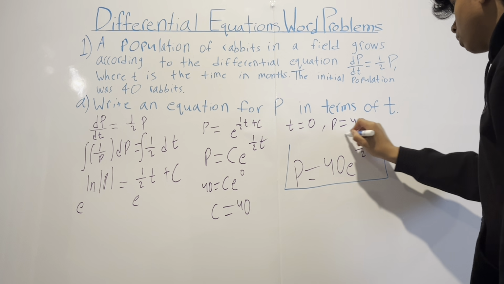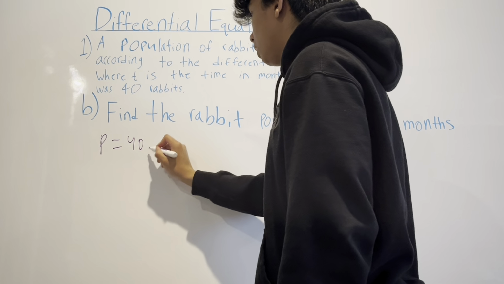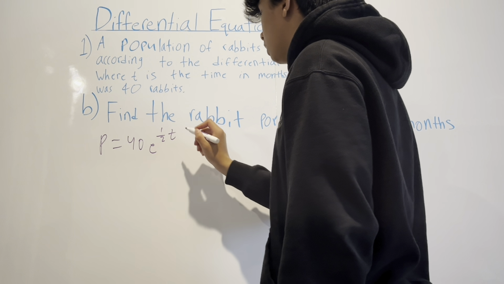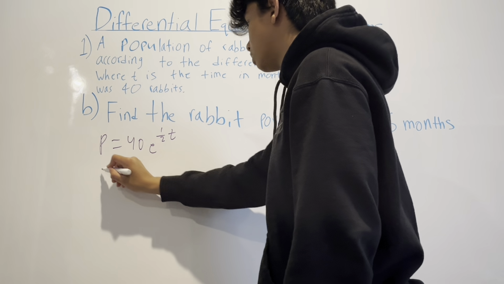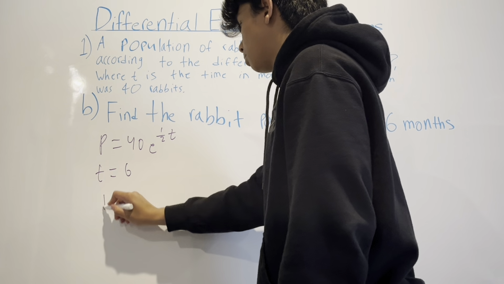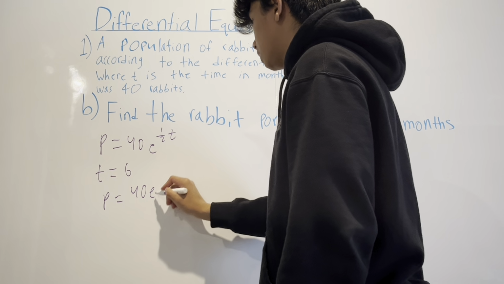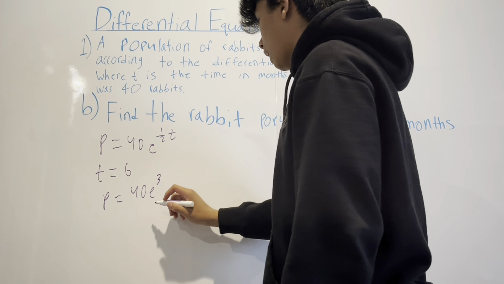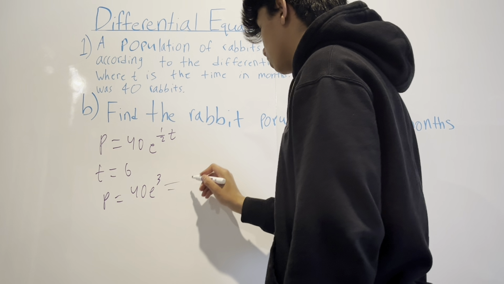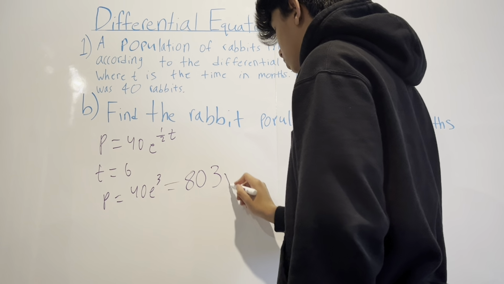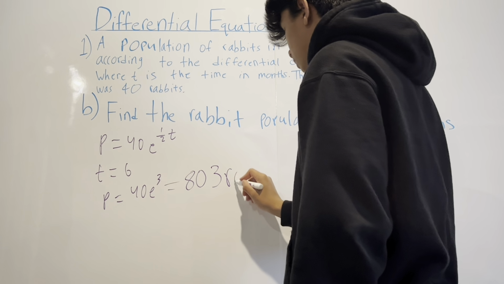Part B, we have find the rabbit population after 6 months. So from part A, we have our equation p equals 40 e to the 1 over 2 t. And now they're saying find p given that 6 months has passed. So t equals 6. So p equals 40 e to the 1 over 2 times 6 is 3. And if you want an exact answer, you can leave it as this. But if you plug this into your calculator, this is equal to around 803 rabbits. And this is our final answer.